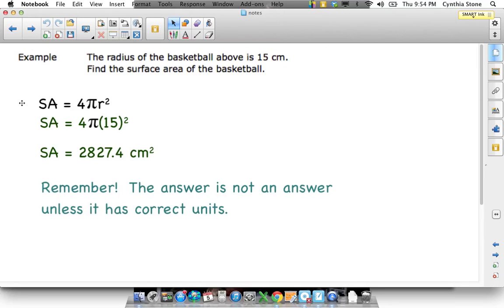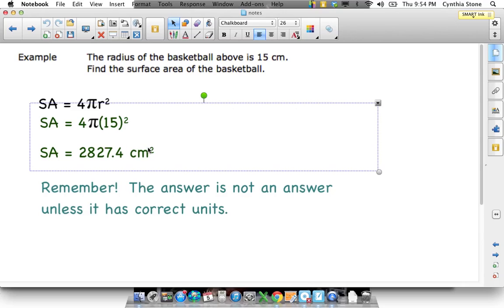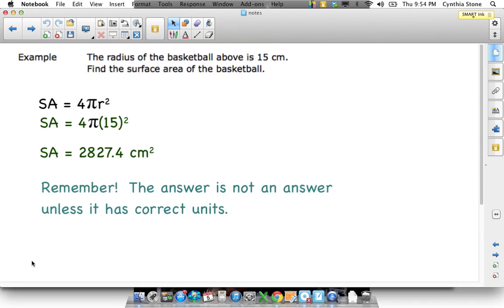So just a quick one, using that equation then: the radius of a basketball is 15 centimeters, find its surface area. Quite simply, just plug in 15, you solve. Make sure your answer is in centimeters squared, because area is always squared whatever it is, and that's it. Easy.